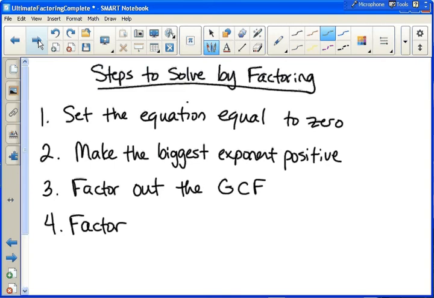Number 3 is to factor out the greatest common factor if there is one. And number 4 is to factor, and that could be using any of the methods you've learned in lessons 1 through 7. Could be difference of squares, difference of cubes, sum of cubes, using trinomial methods, box method, guess and check, factoring by grouping, bottoms up, any of those methods. So this is where you apply everything you've learned in the other videos.